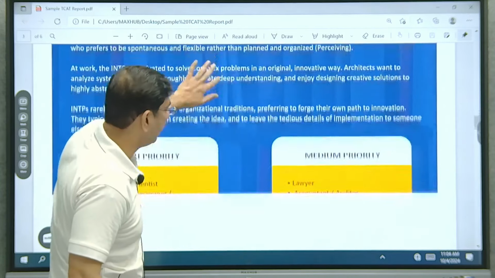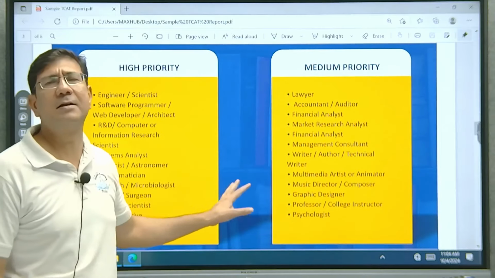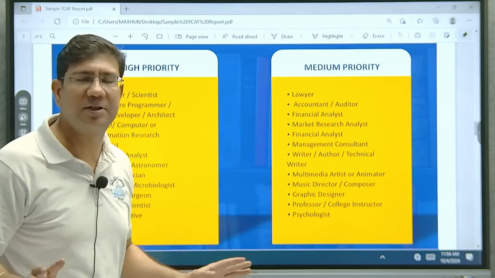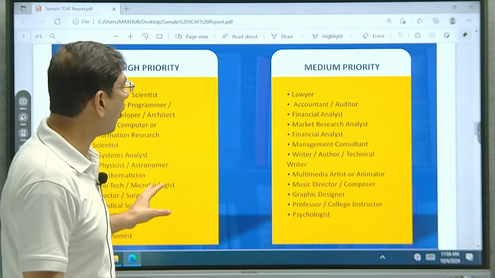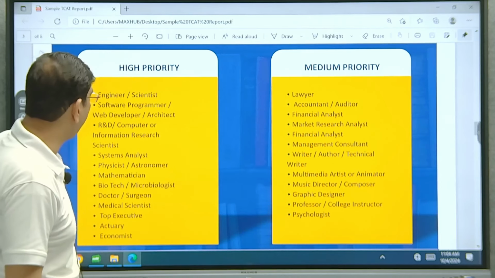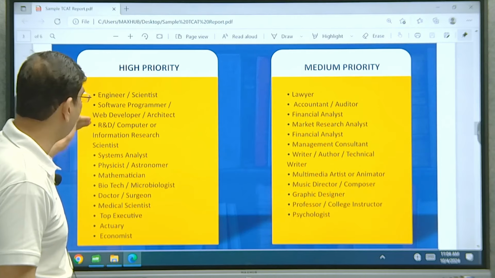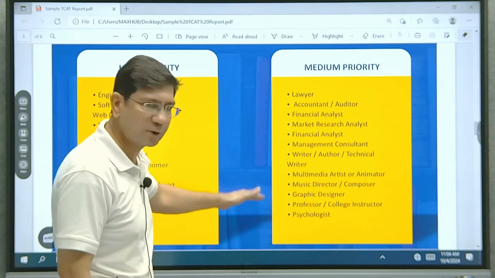On the basis of this personality type, we have identified certain, and again these are very standard recommendations which have been well researched, and a lot of international research reports have been written on it. So for INTJ, high priority job opportunities are engineer, software, R&D computer, system analyst, physicist, mathematician. Medium priority will be lawyer, accountant, so on and so forth.